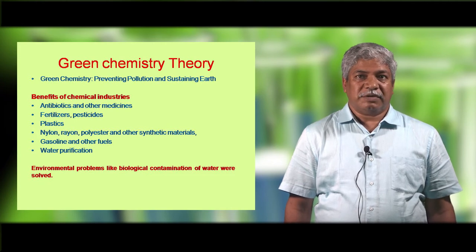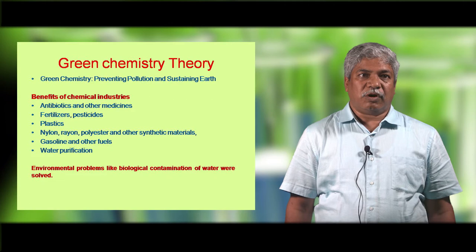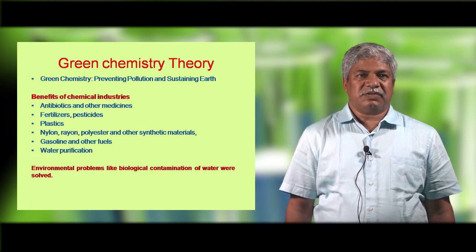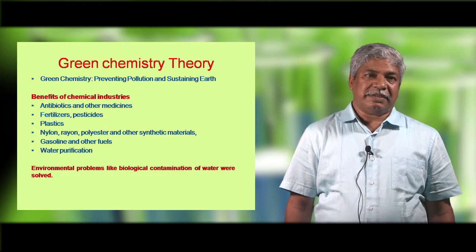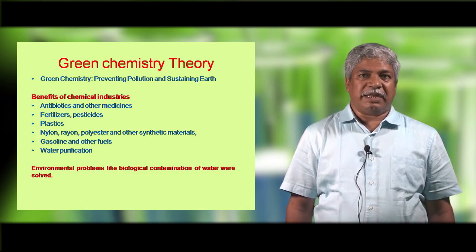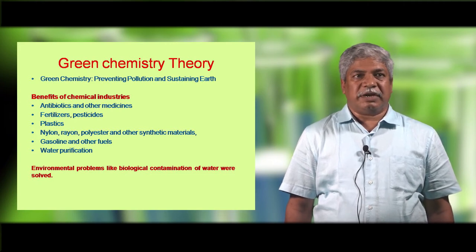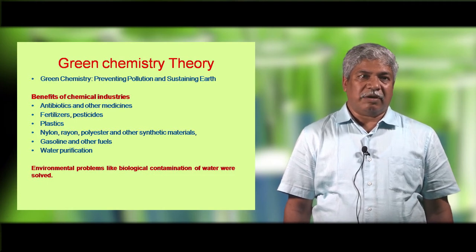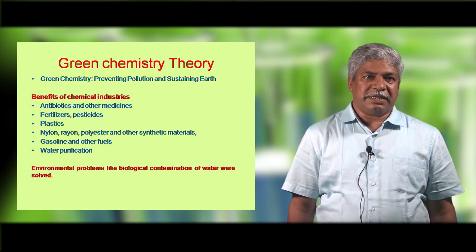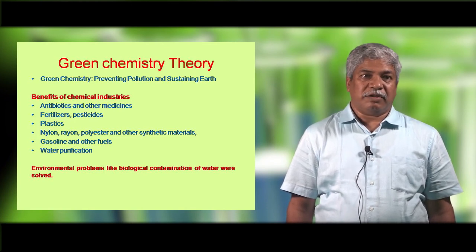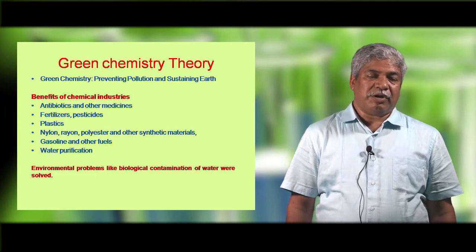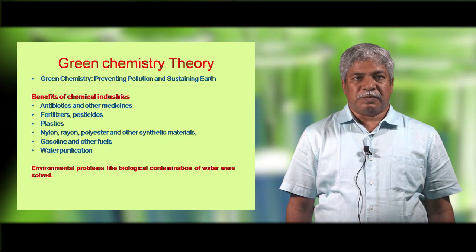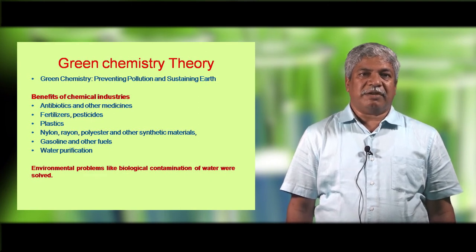Some of the benefits brought by the chemical industries are antibiotics and other medicines, followed by fertilizers and pesticides, which are used widely in agriculture, and India being an agricultural country mainly depends on fertilizers and pesticides. Then we have given enough plastic materials, nylon, rayon, polyester and other synthetic materials, then gasoline and other fuels, and we have contributed a lot in water purification. Environmental problems like biological contaminations were solved only by chemists.